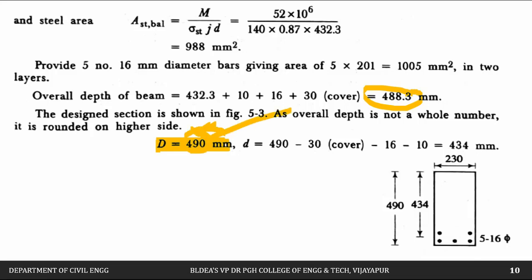So now effective depth will be equal to 490 mm, the overall depth, minus clear cover at the bottom, that is 30 mm, minus this bar, that is 16 mm, minus the total clear distance of 20 mm divided by 2, that is 10. So therefore this will be 434 mm.